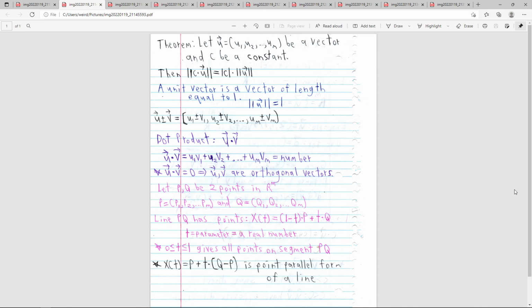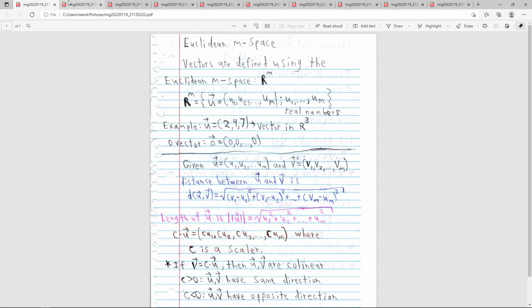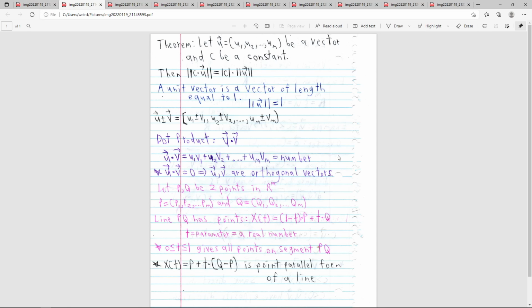So a very important theorem is we have, let U be a vector and C be a constant. Then the length of C times U equals the absolute value of C times the length of U. And a unit vector is a vector of length equal to 1. Here's another statement we need to digest. So the length, sometimes it's called magnitude as well as another term for this, but length works very well as well. Yeah, the length of U equal to 1 is what a unit vector is. So you have a unit vector, its length will be 1.